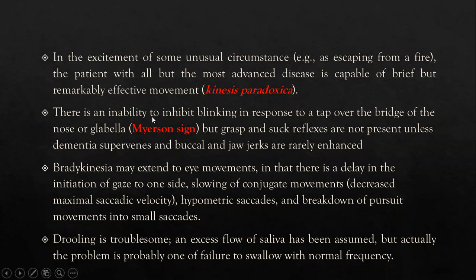There is also inability to inhibit blinking in response to a tap over the bridge of the nose, forehead, or glabella. This is called Meyerson sign. However, primitive reflexes like grasp reflex and suck reflexes are not present unless dementia supervenes, and buccal and jaw jerks are rarely enhanced. Bradykinesia may also extend to eye movements. That is, there is delay in initiation of gaze to one side, slowing of conjugate movements, that is decreased maximal saccadic velocity, hypometric saccades, and breakdown of pursuit movements into small saccades.